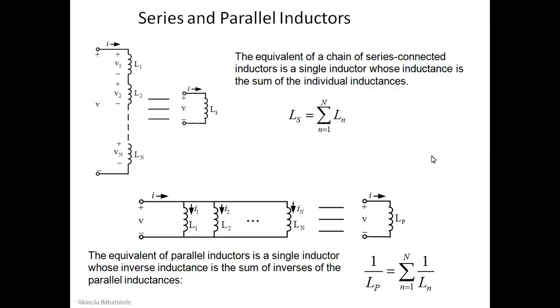All right. So we can see this is the parallel connection and this is the series connection. For the parallel connection, the currents are different but the voltages are the same. For the series connection of inductors, the voltages are different and the currents are the same. All right, let's take it a step further.